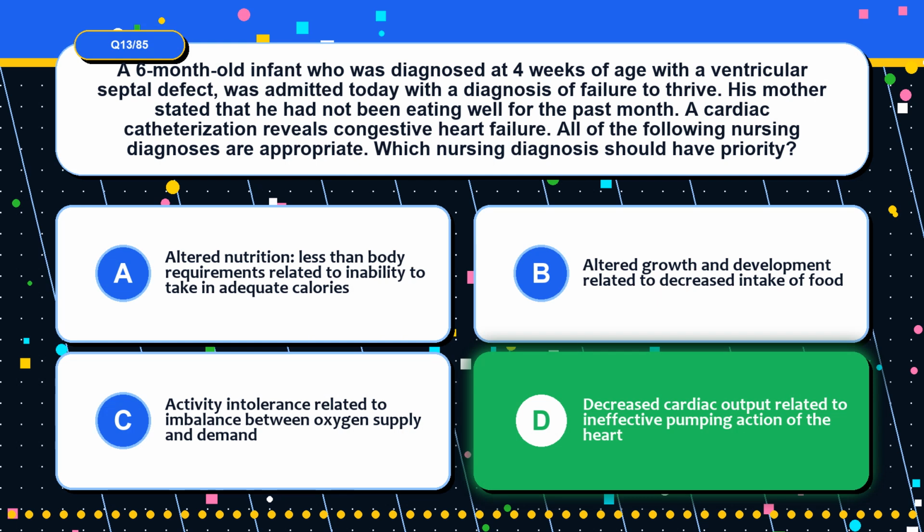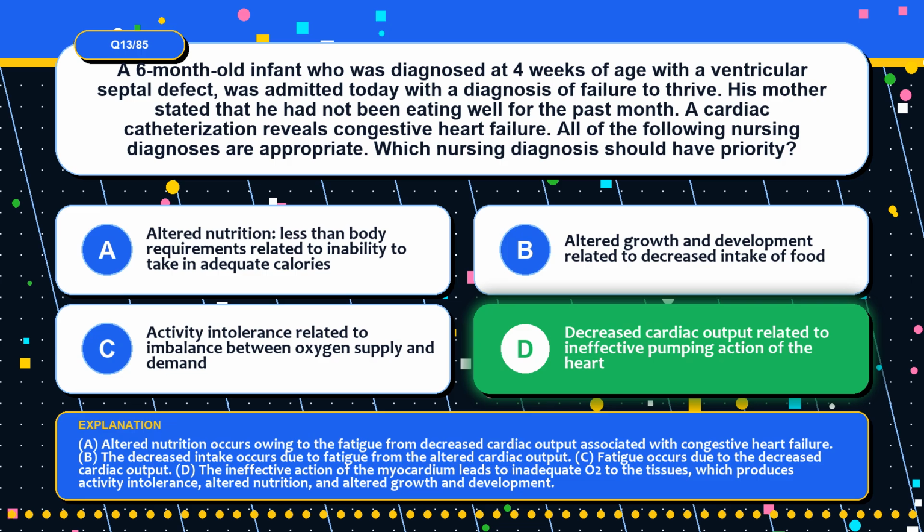The correct answer is option D. Decreased cardiac output related to ineffective pumping action of the heart. Altered nutrition occurs owing to the fatigue from decreased cardiac output associated with congestive heart failure. B. The decreased intake occurs due to fatigue from the altered cardiac output. C. Fatigue occurs due to the decreased cardiac output. D. The ineffective action of the myocardium leads to inadequate O2 to the tissues, which produces activity intolerance, altered nutrition, and altered growth and development.